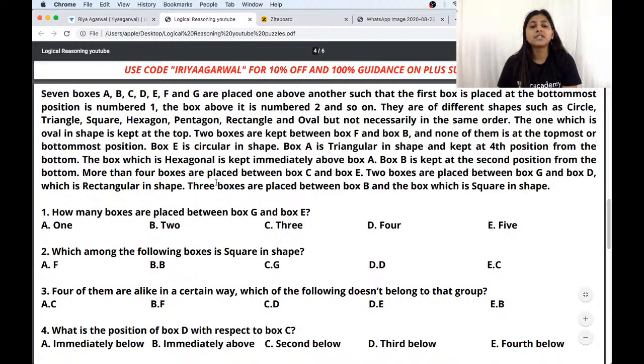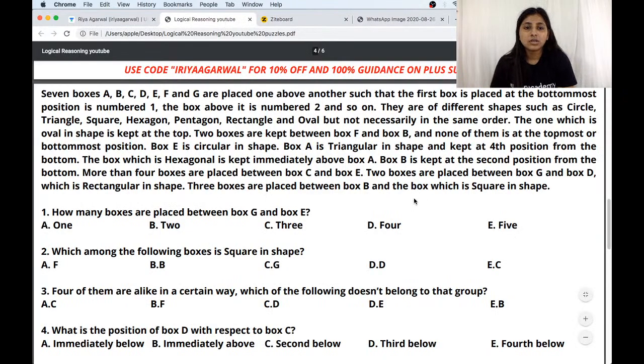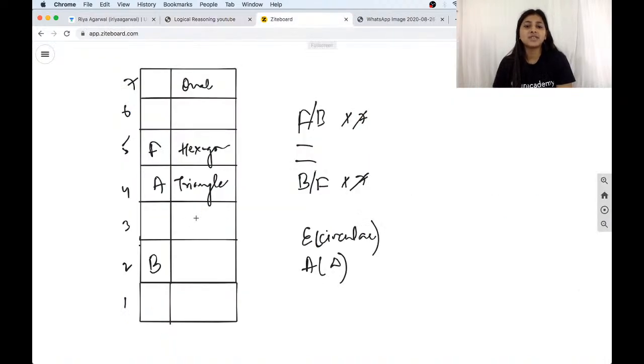More than 4 boxes are placed between C and E. More than 4. 1, 2, 3, 4. E is circular, we know. So E can be here and C can be here. C can be the oval box, because it's given more than 4 are placed. 2 boxes are placed between box G and box D, which is rectangular in shape. G and D के बीच में 2 है. G is rectangular in shape.